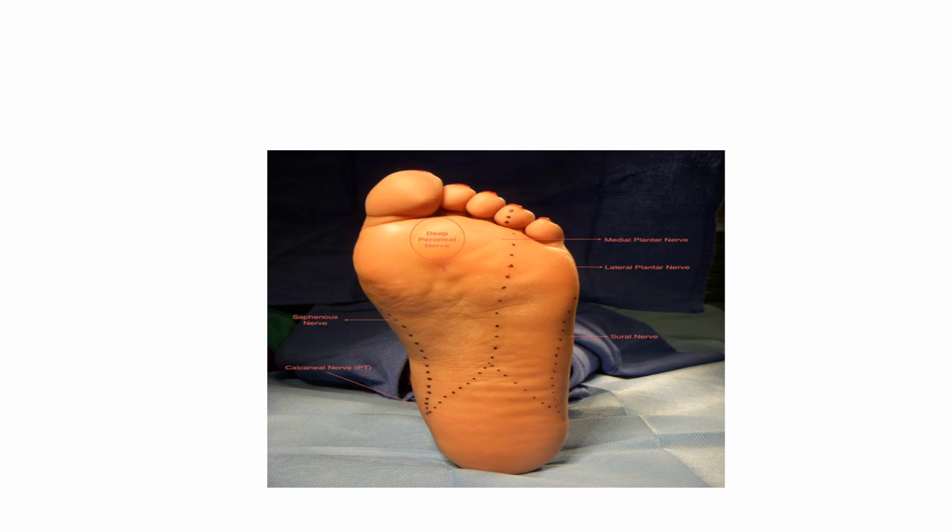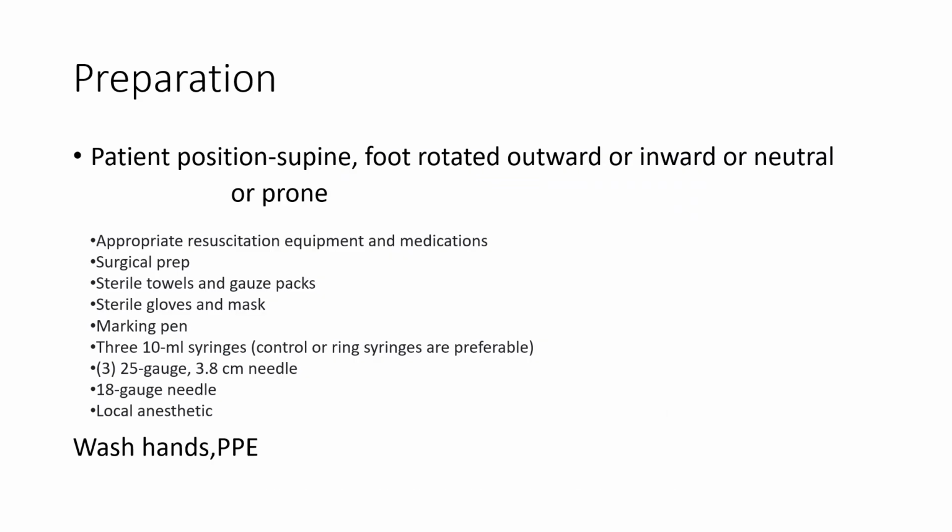Medial plantar nerve supplies the medial part. This is the medial plantar nerve supply area, and then the lateral plantar nerve, and then there is the calcaneal branch.